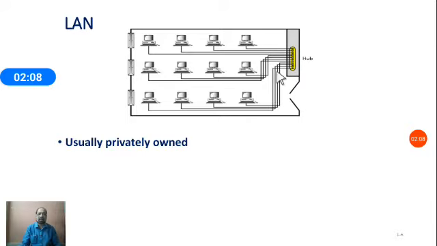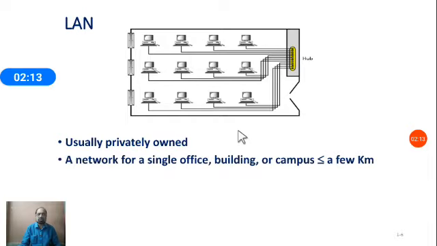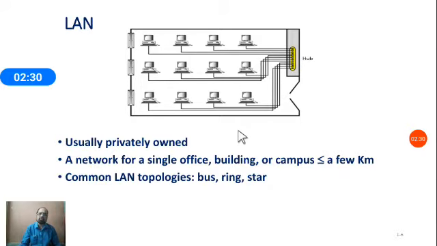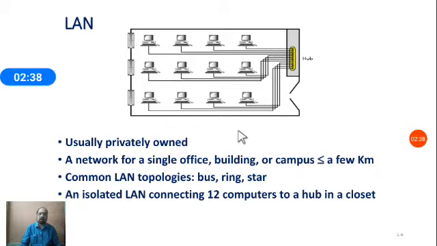So here we can say that a LAN is usually a privately owned network used in an office building or in a campus, less than a few kilometers in area. In our college we are using a LAN where all the departments have their small networks and they are connected to each other. A common topology normally used for the LAN is the bus topology. You can use the ring topology as well as the star topology. An isolated LAN connects 12 computers to the hub in the closet. Now it depends upon the lab and the requirements.